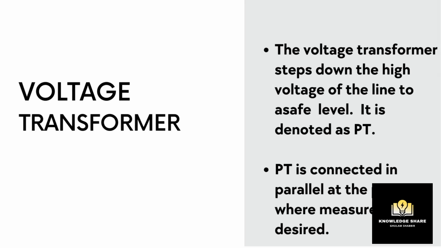Voltage transformer is the next. A voltage transformer steps down the high voltage of the line to a level safe enough for the relaying system. The standard secondary voltage on a line to line basis is 110 volt. It is also called a potential transformer and denoted as PT. PT is connected in parallel at the point where measurement is desired, unlike a CT. The type of PT used in extra high voltage lines is the capacitive voltage transformer, called CVT.